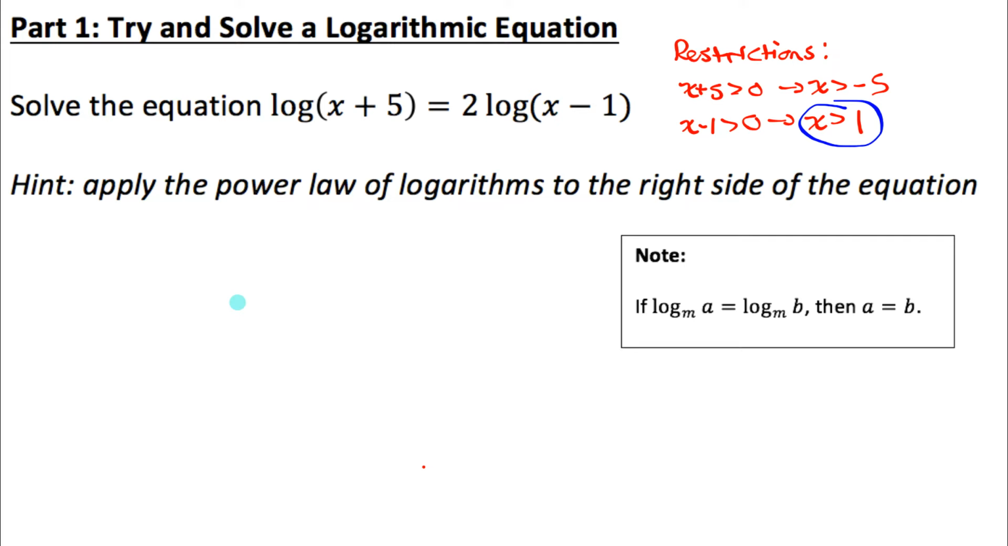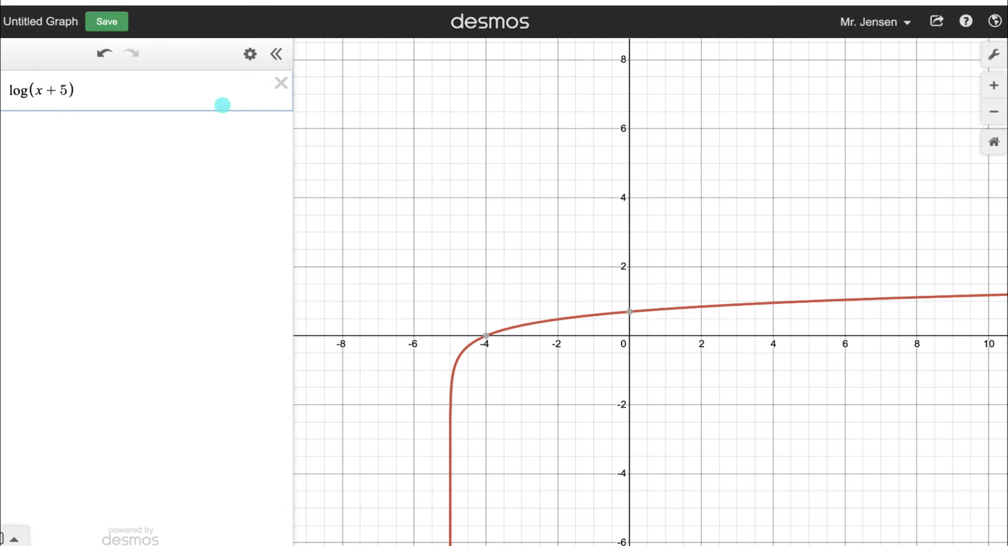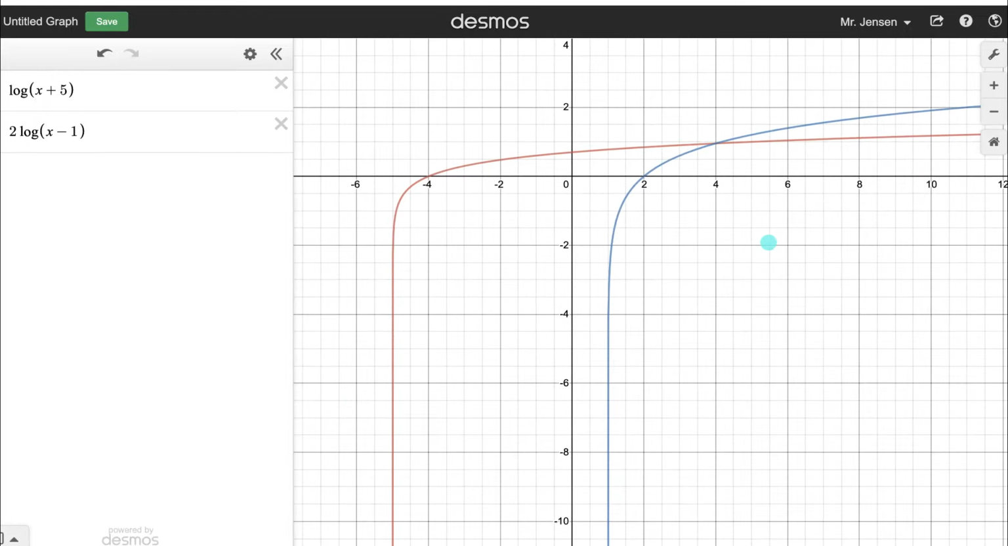Let me show you graphically what I mean as well. We're trying to figure out when log of x plus 5, which only exists for x values bigger than negative 5, is equal to 2 log of x minus 1, which of course only exists at x values bigger than 1. So we're wondering, when are these two things equal to each other? Well, of course they could only be equal to each other at x values bigger than 1, because the blue function only exists at x values bigger than 1. So they could only intersect to the right of 1.